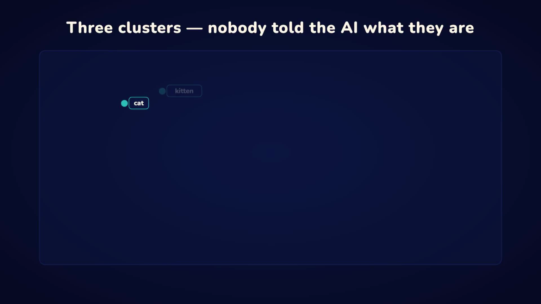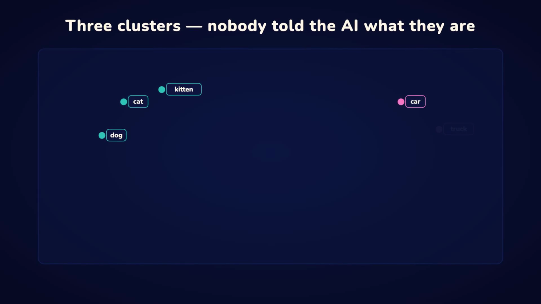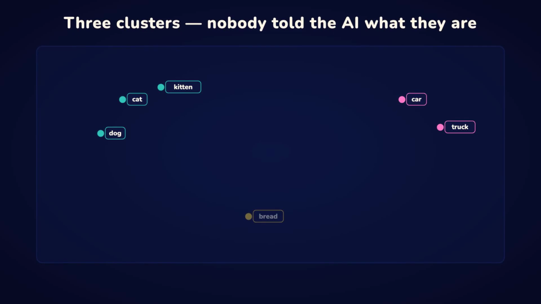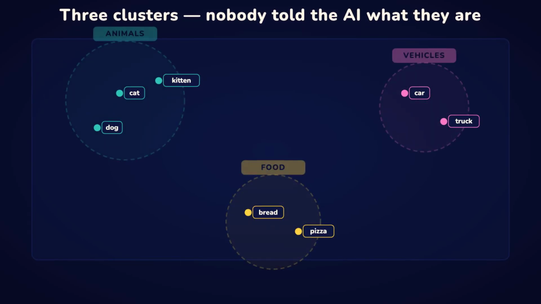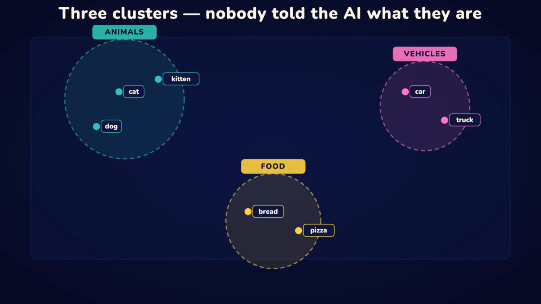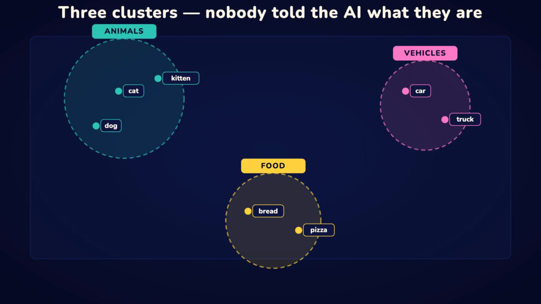Drop the words cat, kitten, dog, car, truck, bread, and pizza onto this map. Three clusters appear all by themselves, which are animals, vehicles, and food. Nobody told the AI what those categories were. The corresponding geometry just emerged.